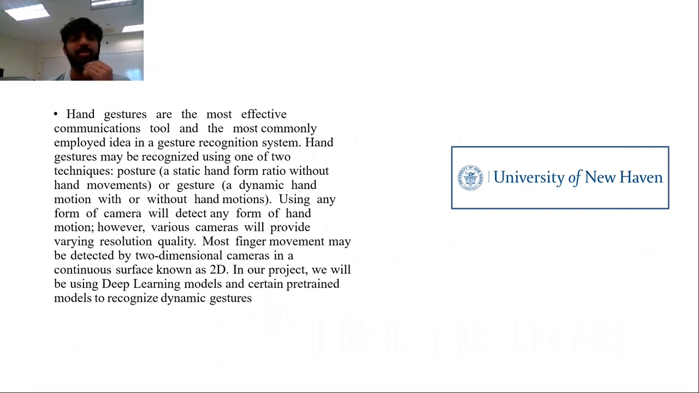Hand gestures are the most effective communication tool and most commonly used in gesture systems. Hand recognition may be done using one of two techniques: a posture, like a static hand form, or a gesture, which is dynamic, like moving the fingers or moving the hands. Any form of camera will detect the hand gestures. Most finger movements may be detected by two-dimensional cameras in a continuous surface as a 2D plot.